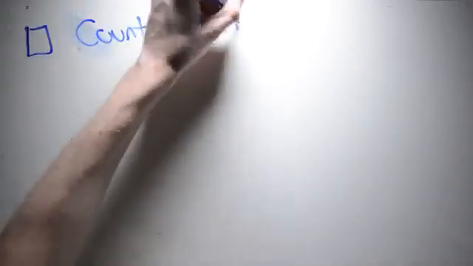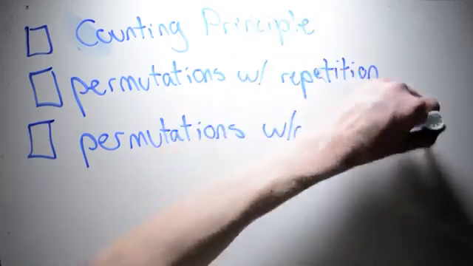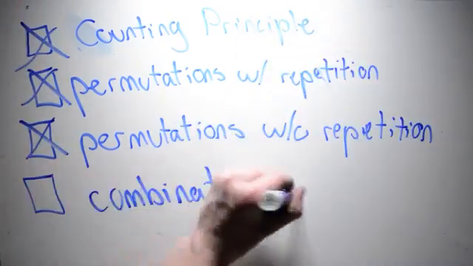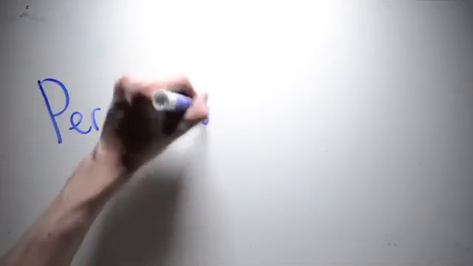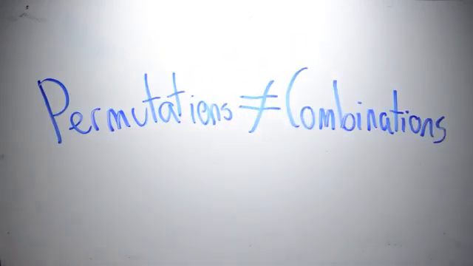Okay, so far we've covered the counting principle, permutations with repetition, and permutations without repetition. So let's go over combinations without repetition. Before we start, I have to make something clear. Permutations are different from combinations by this simple rule. Permutations are different with each order of choices, and combinations are the same no matter the order.